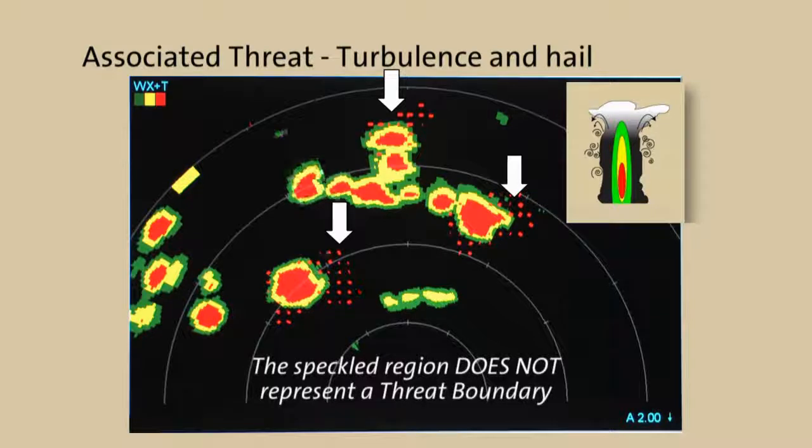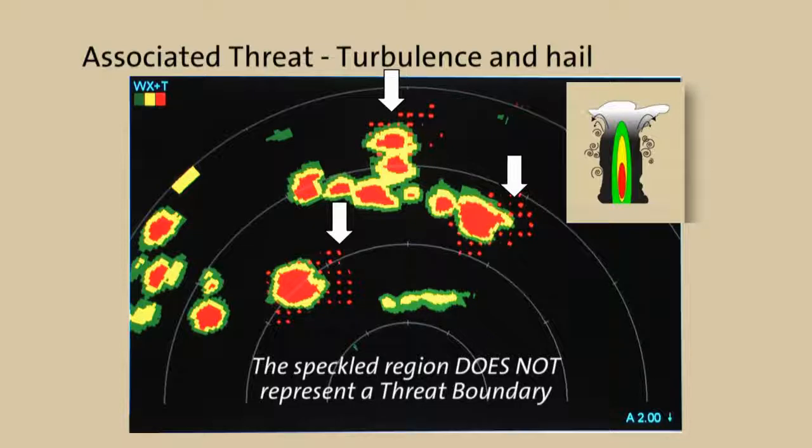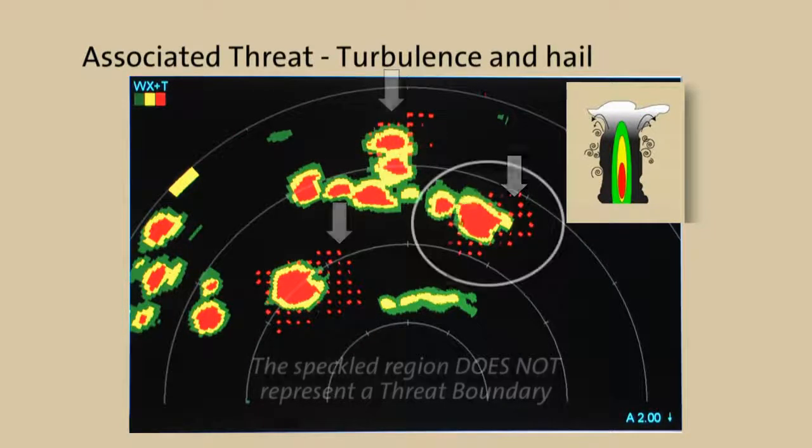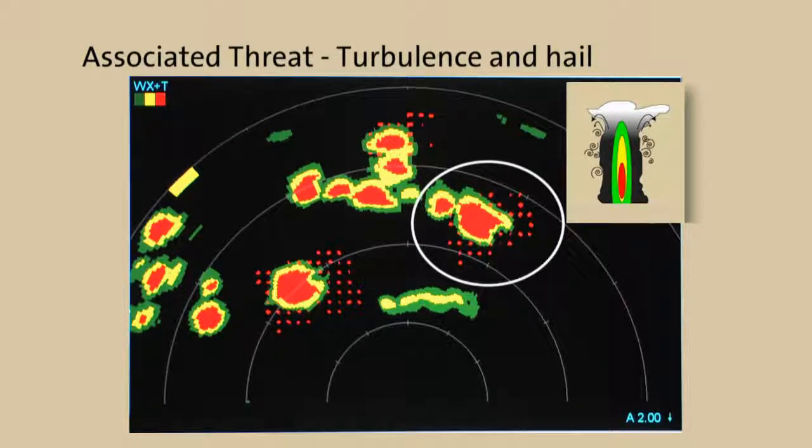Note that the speckled region is not a threat boundary. In some cases, flight crews may penetrate this region without incident. Turbulence and hail might be present, but at a different altitude. Conversely, on occasion, turbulence and hail can extend outside the icon boundaries. The mature cell-associated threat icon is displayed at all altitudes during all phases of flight.